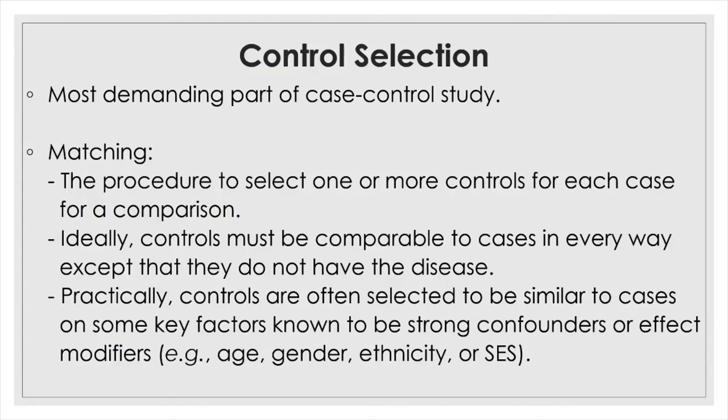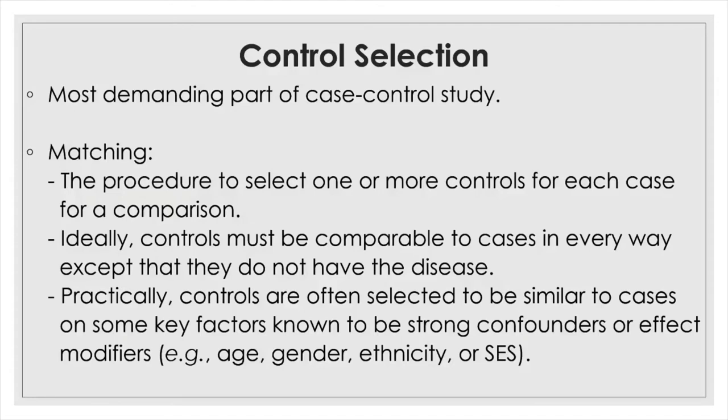It is almost always the case that age, sex, and/or ethnicity play as confounders or effect modifiers in studying health outcomes. So the controls are usually matched on these variables, and matching is an effort to address these confounding issues at the design stage, even though this is not a direct means of preventing confounding.